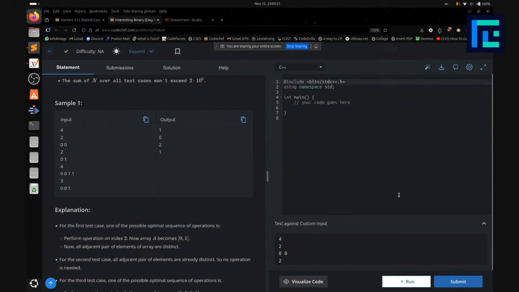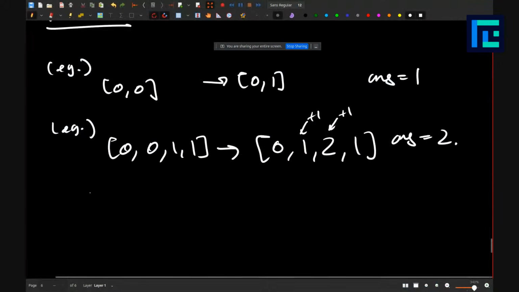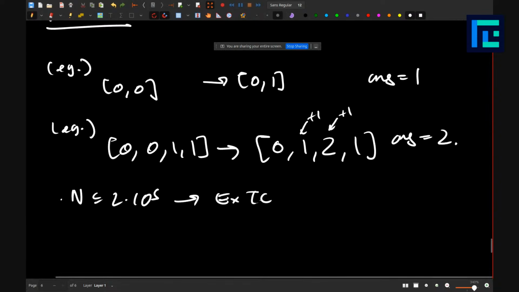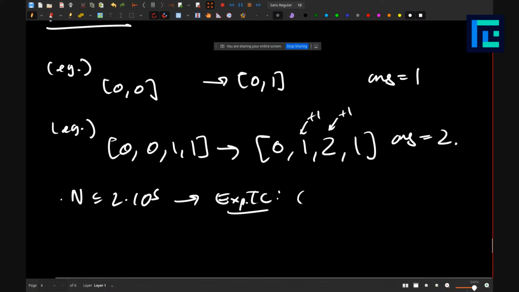What is the time given for this? So n goes up to 2 times 10 power 5, right? n is less than 2 times 10 power 5. So the expected time complexity is going to be big O of n or big O of n log n, right?